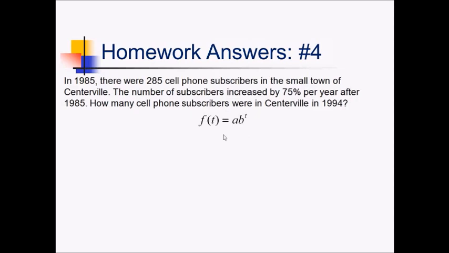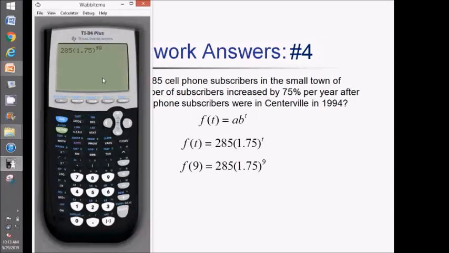And we'll just write that out for now. So 285 times 1.75 to the t. Now, what's the t value going to be? Well, the number of years between 85 and 94, that's going to be 9 years. So we're plugging in 9 for t. And let's use the calculator for this. So we've got everything plugged in, and that's going to come out to 43,872 if we round off. Presumably, we can't have a fraction of a cell phone subscriber.